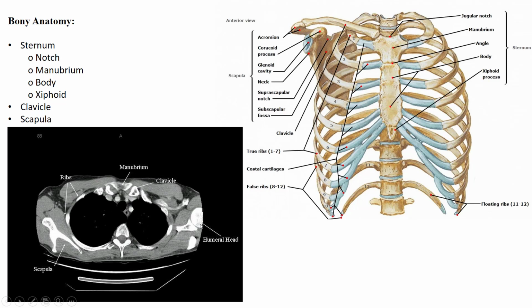But we're inferior to that, so you see the humeral head here and the coracoid process of the scapula. And there you can see it right here, the coracoid process, where the humeral head rests against the scapula. And that is our review of the bony anatomy that surrounds the chest and the end of our lecture for this week.